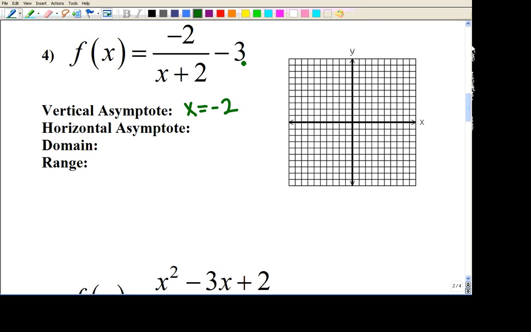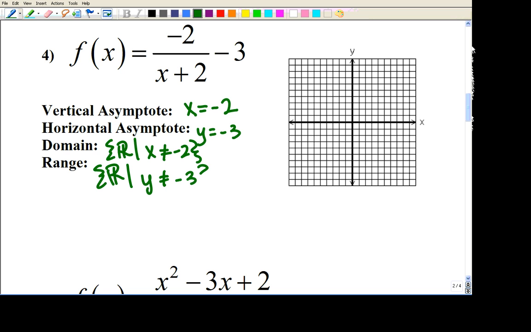Our horizontal asymptote will involve that number that's just at the end over there. If there's nothing there, it's 0, but here we have a negative 3, so our horizontal asymptote is moved down to y equals negative 3. That tells us that the domain will be the set of all real numbers where x does not equal negative 2, and the range will be the set of all real numbers where y does not equal negative 3.